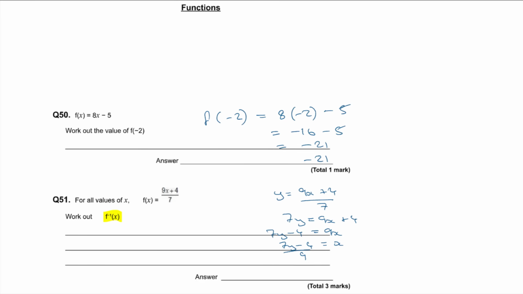Okay, so once you've got it reworked like that, then we just rewrite that, but we replace x with f to the minus 1 of x when we rewrite it, and we replace y with x. Okay, so my final answer is going to be f to the minus 1 of x is equal to 7x minus 4 over 9.